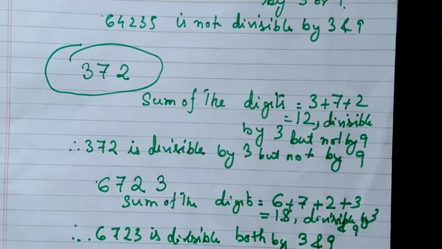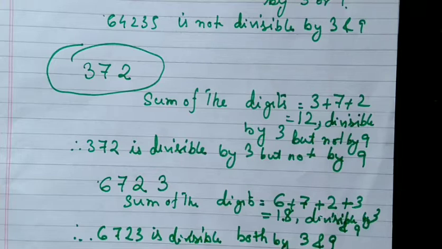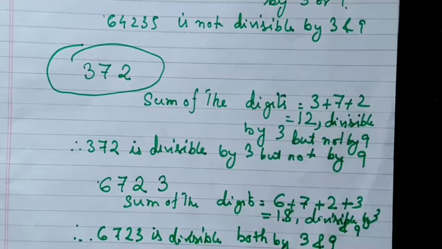Now, why have I taken this as common? Because the rule is the same. The first thing is that you have to find out the sum of the digits. Then you have to check whether that sum is divisible by 3 or 9. Suppose it is divisible by 3, it is not necessary that it has to be divisible by 9. But in case it is divisible by 9, then it is obviously divisible by 3.